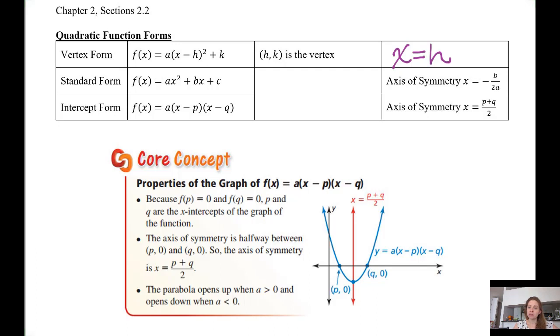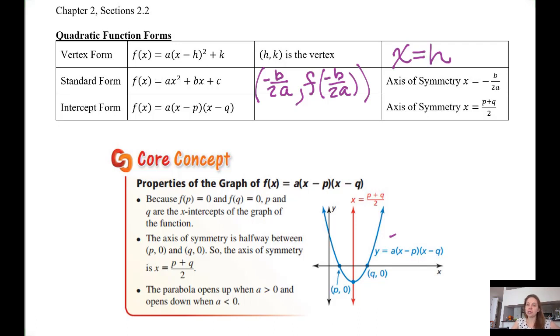The form we learned in the previous lesson, lesson 8, is standard form. And for standard form, you're quickly able to identify the axis of symmetry because that is negative b over 2a. Now the vertex takes a little bit more work. You know the x value of the vertex is negative b over 2a. And then the y value of the vertex, what we did last lesson, is we plug the x value of the vertex into the function. So I can write f of negative b over 2a.